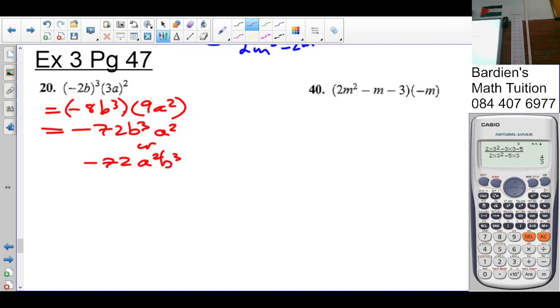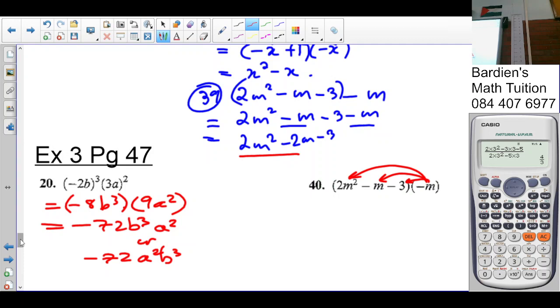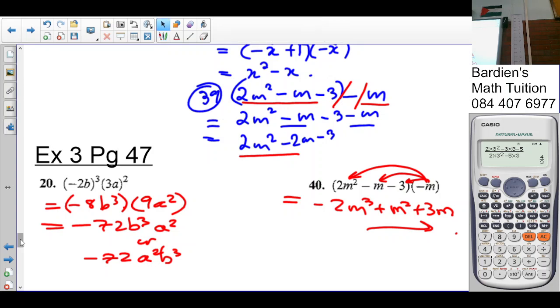The last one. This bracket is bounded by this negative m here. It needs to be multiplied. So now we multiply that in. You see the difference between this one here and the one above? Here it's bounded by the bracket. This one didn't, this was two terms, separated with that negative sign. This is actually one term here. You see the difference? Multiply in. I'm going to get negative 2m cubed plus m squared plus 3. And there we go.